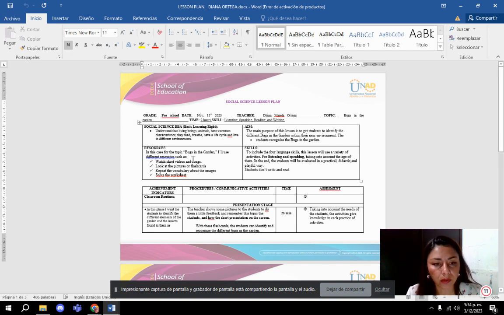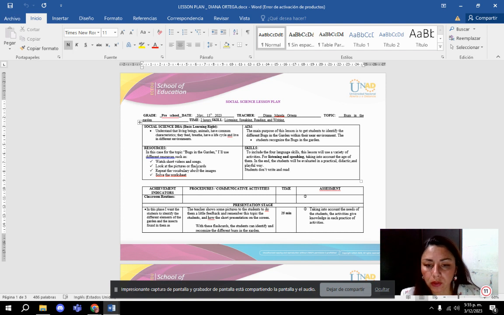In this opportunity, I used different resources for this activity. In this case, for the topic bugs in the garden, I use different resources such as watching a short video, little songs, looking at pictures or flashcards, repeating the different vocabulary about the pictures, and solving the worksheets. And sometimes the students have to work in the English book in the institution.